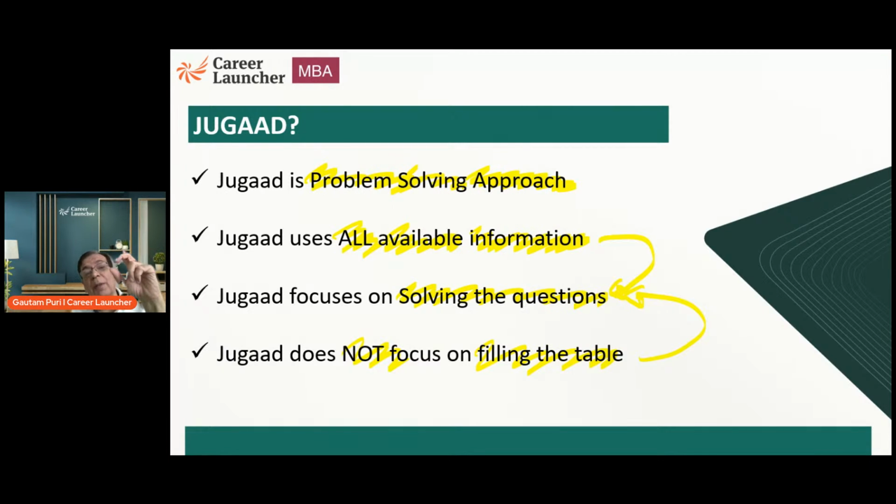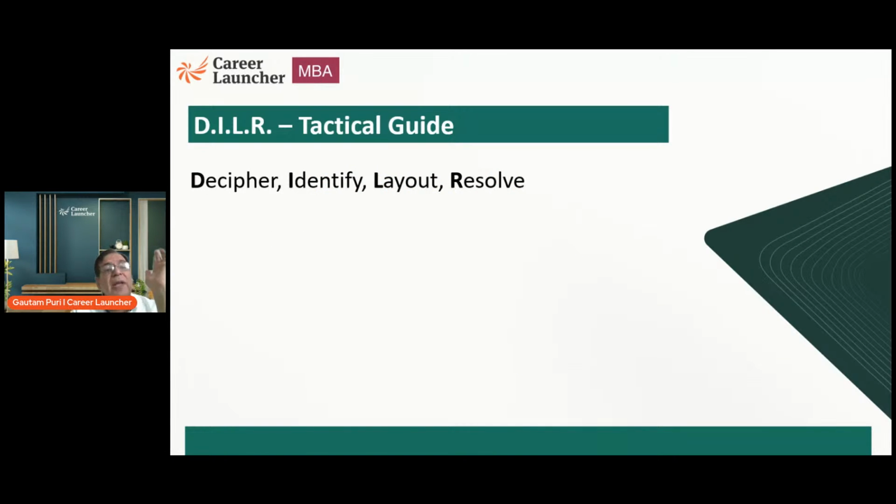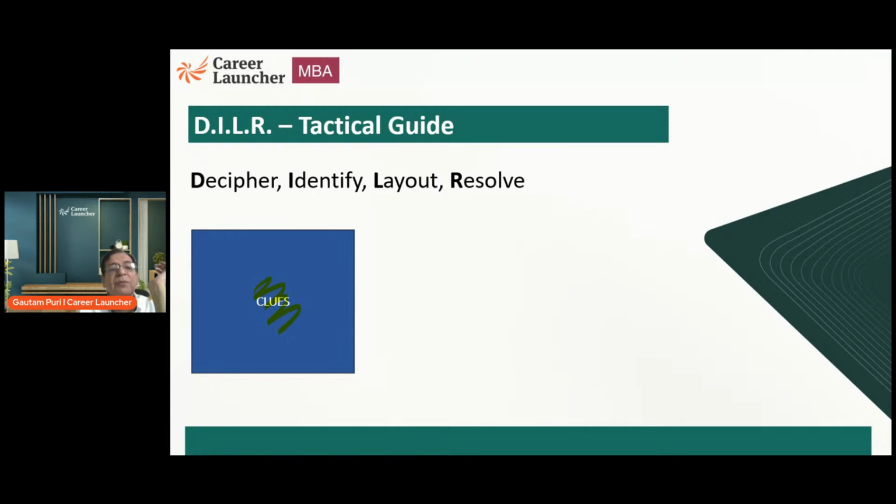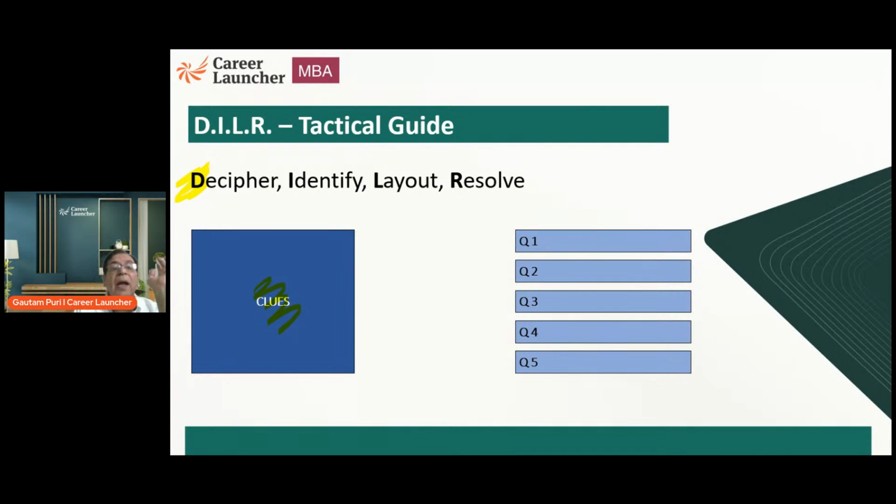And when I say all available information, information is available in questions also, choices also. That is something that most people miss. So hence the Jugaad approach is DILR. You first decipher the information. So the basic information which is given, you decipher the information. That is the D. Then you don't solve the data set. You look at the questions and you identify the information given in the question. This is the step most people forget about.